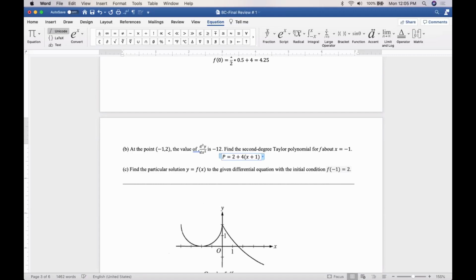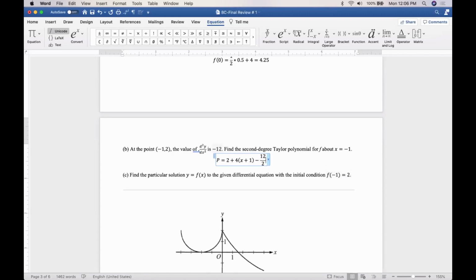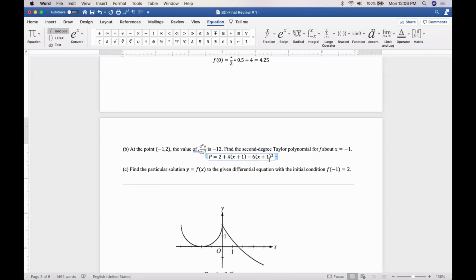It was 4. So the derivative times x: 4 times x plus 1. Why is it plus 1? Because it's minus the -1. Then the last one is the second derivative. That's why they give me the -12 divided by 2 factorial, right? Times the x minus -1 all squared, right? And that's what I do. Done. Of course, I can write this as 6, right? So I'm going to write this as 6. And we're done with that.